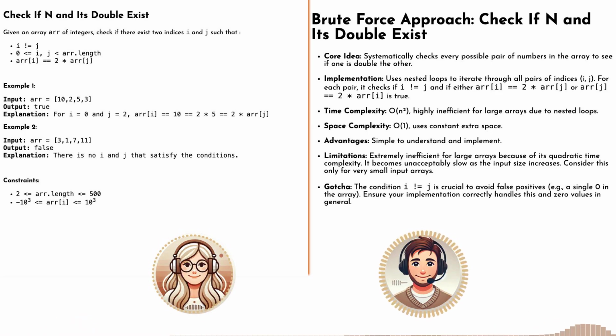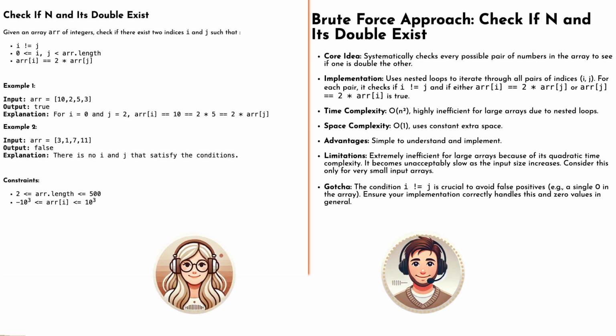Awesome. But what if we had an array like 3, 1, 7, 11? Well, in that case, there are no doubles, so we would return false. Gotcha. So it's all about finding these double pairs. But is there anything else we need to keep in mind, like any tricky edge cases or rules?